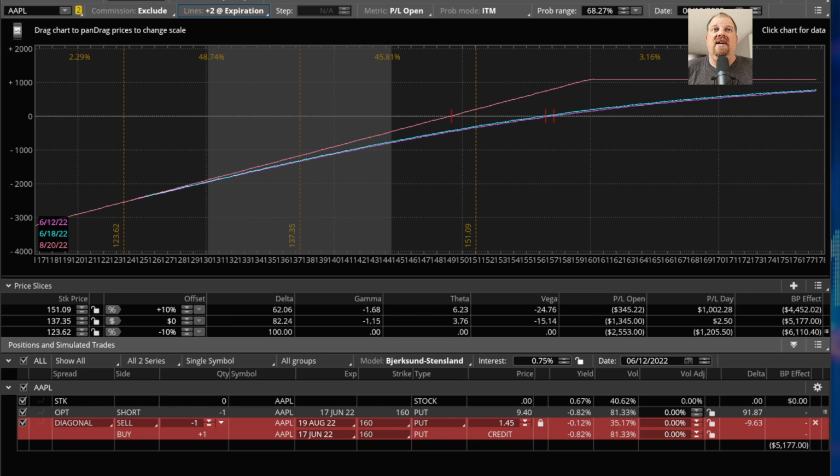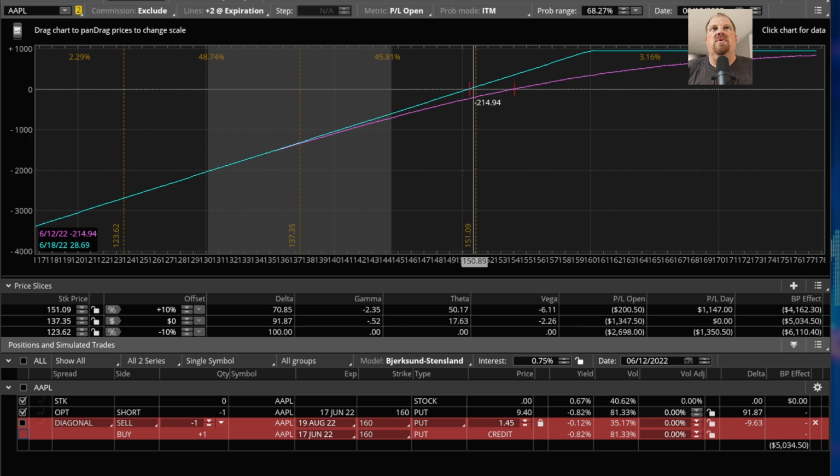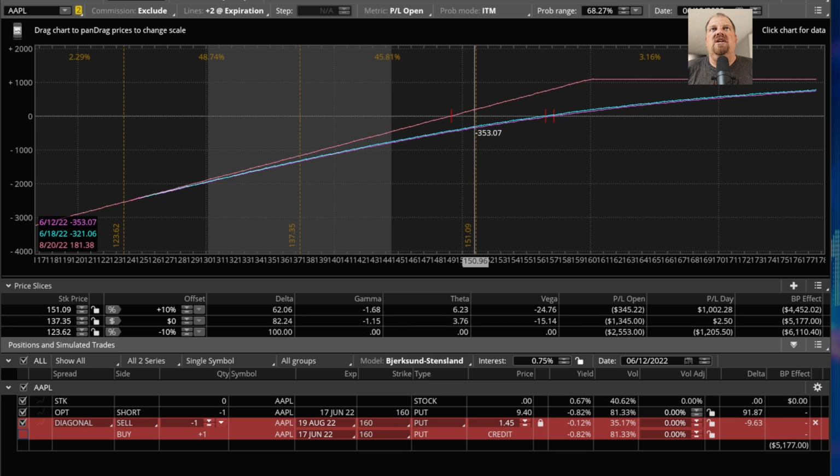That is this coming Friday. What this trade is doing is buying back one June 17th put at 160, and then turning around and selling the August 19th expiration put at 160. That net credit is $1.45. It will push my break even. Prior to this trade, my break even would have been up around $150, and collecting that additional premium bumps me down another $1.45, to a break even of about $149.